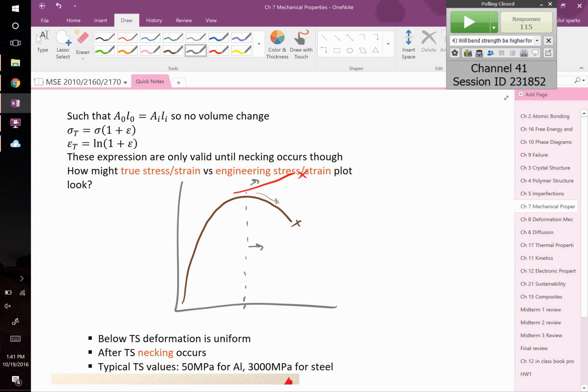Abby? Or Alicia, sorry. So just to clarify, the engineering plots assume that the cross-sectional area stays constant the entire time, which is why it appears that the stress goes down. Exactly right. And the reason is that sometimes it's hard to measure the instantaneous cross-sectional area.